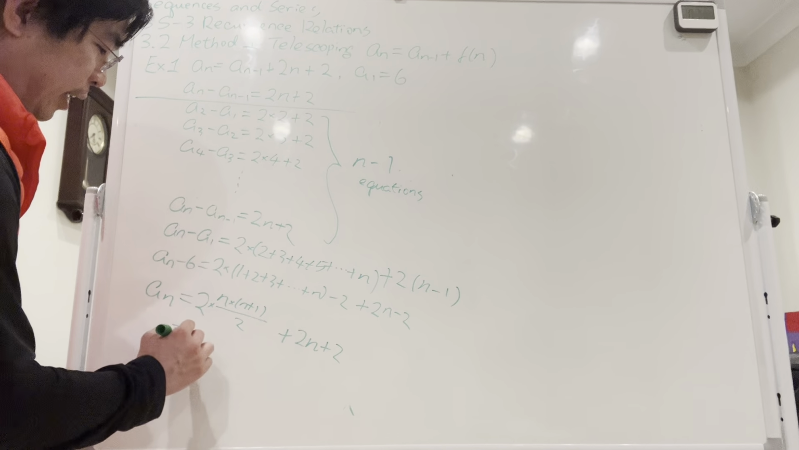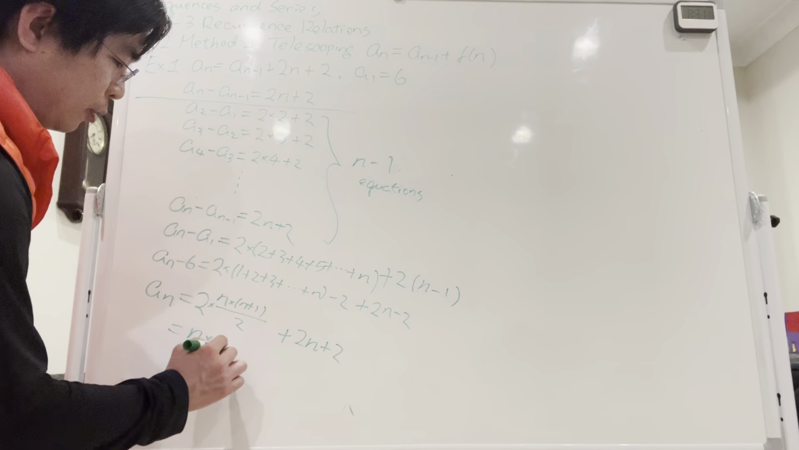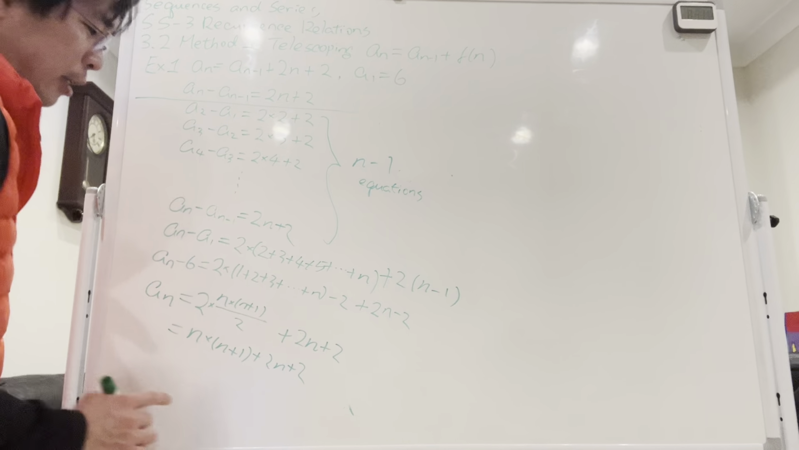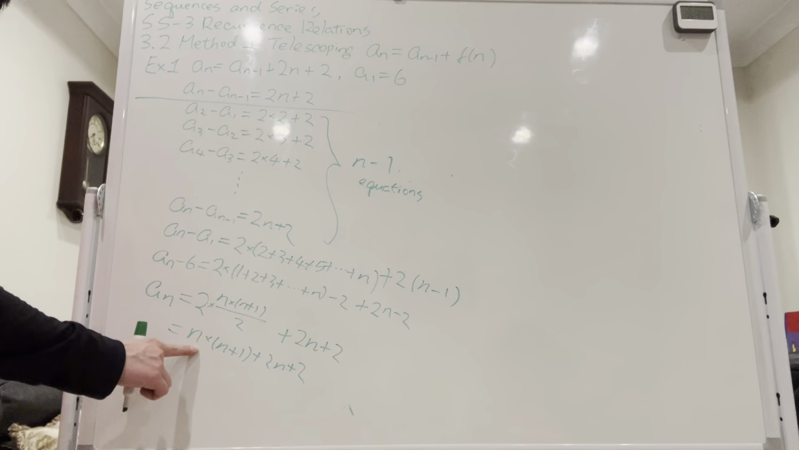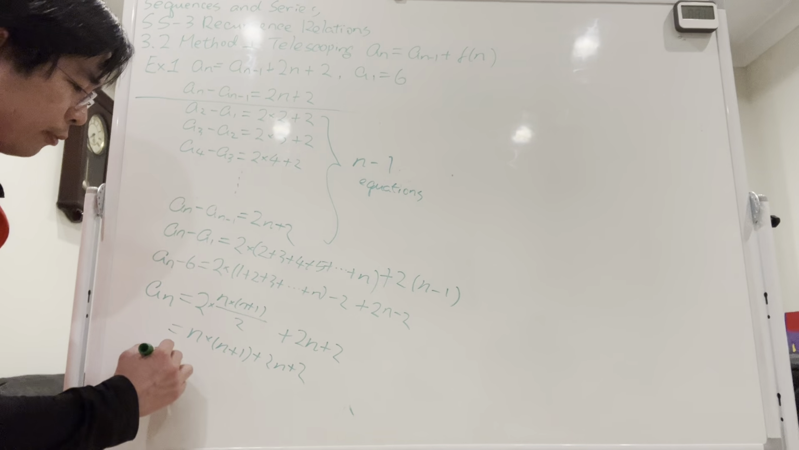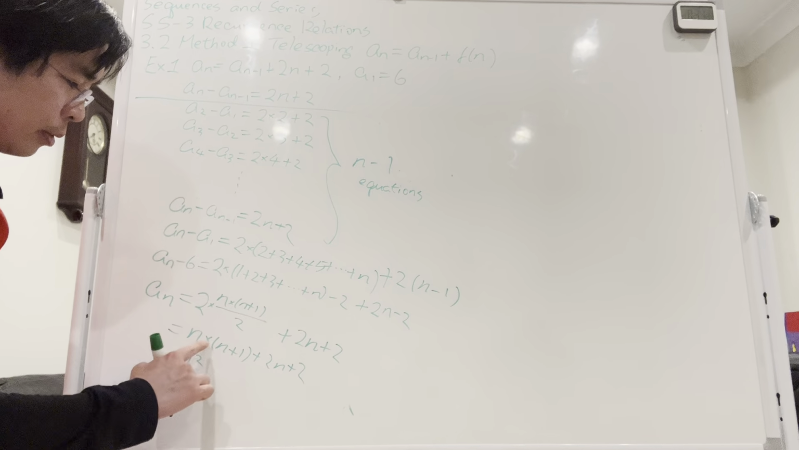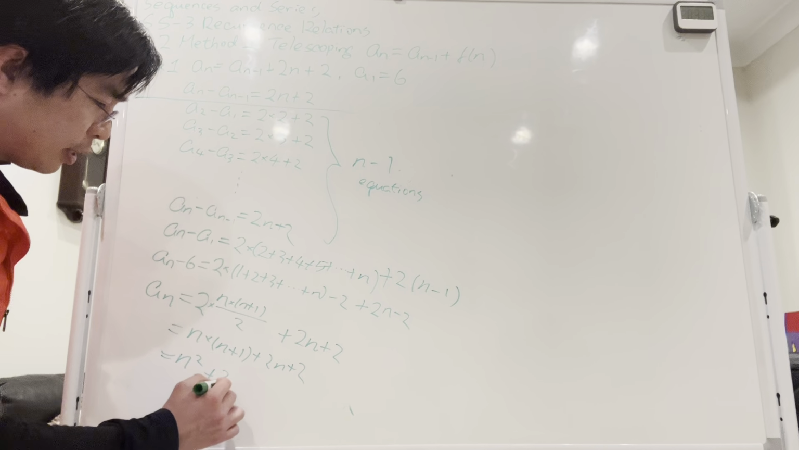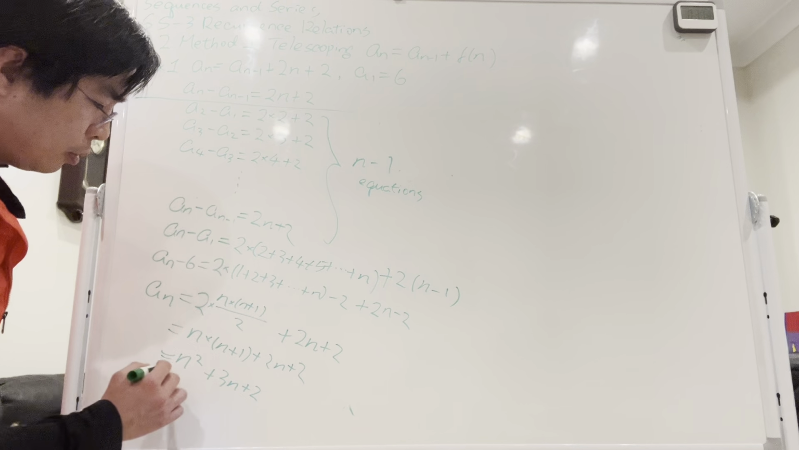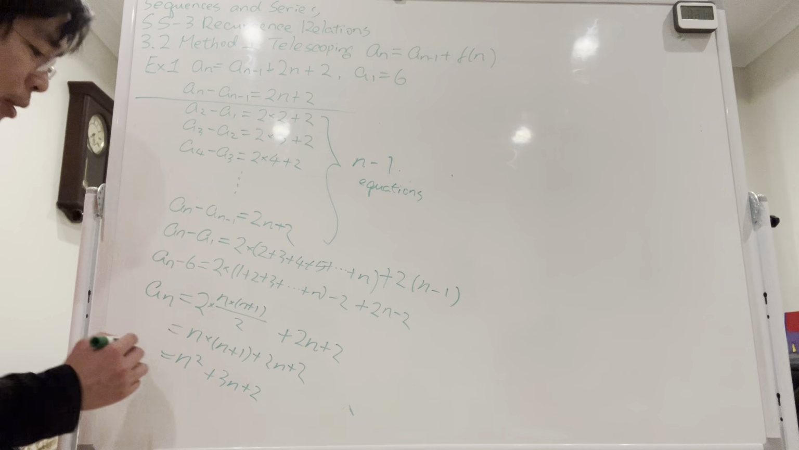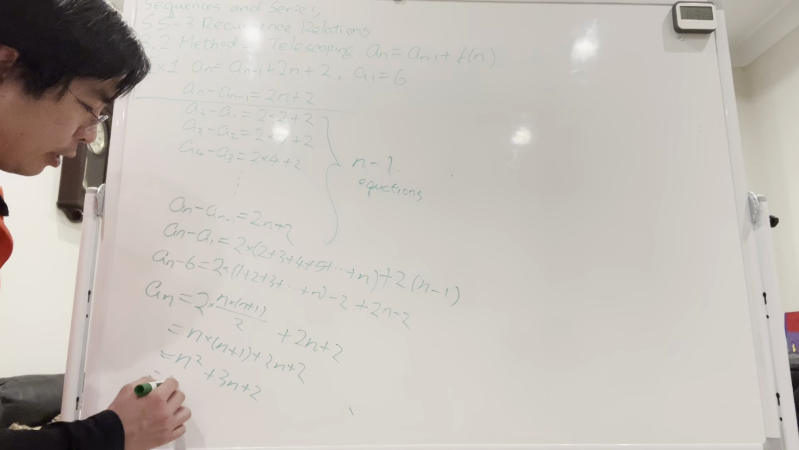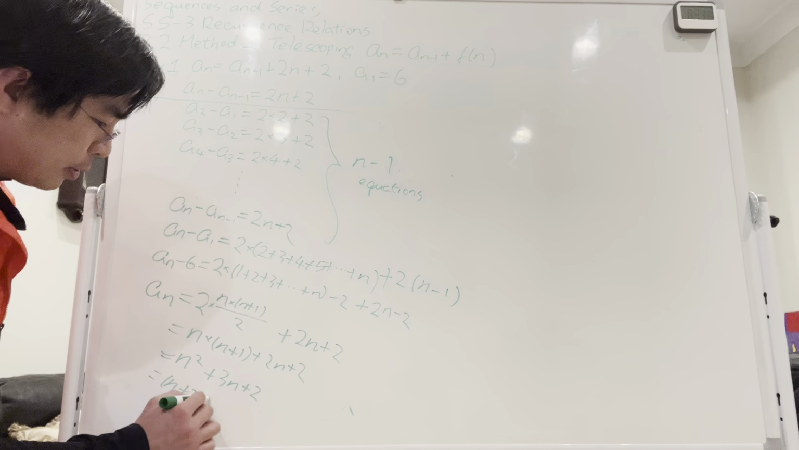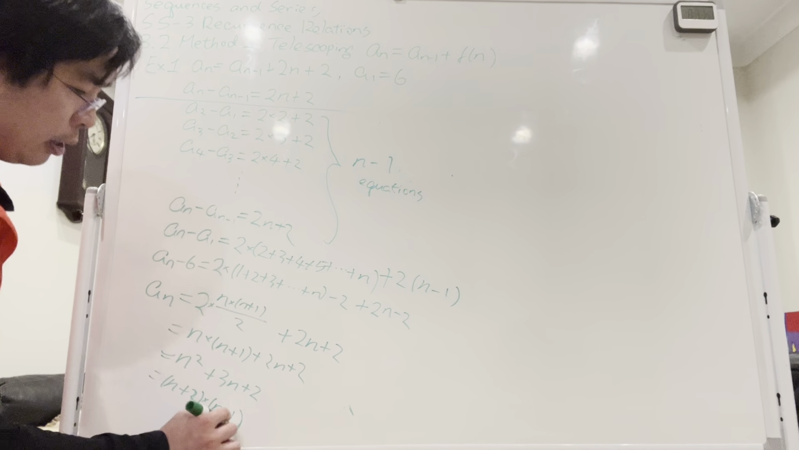Okay, so cancel the two. So then that means it's n times n plus 1 plus 2n plus 2. Now I'm going to continue because this one is n squared. Okay, and then n plus 1 is 1n. So then that means n squared plus 3n plus 2. And this is actually n plus 2 times n plus 1.